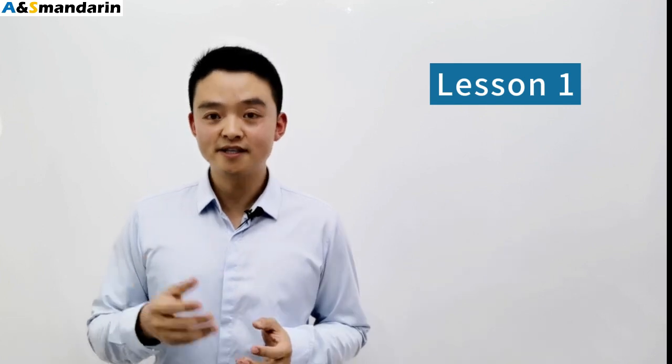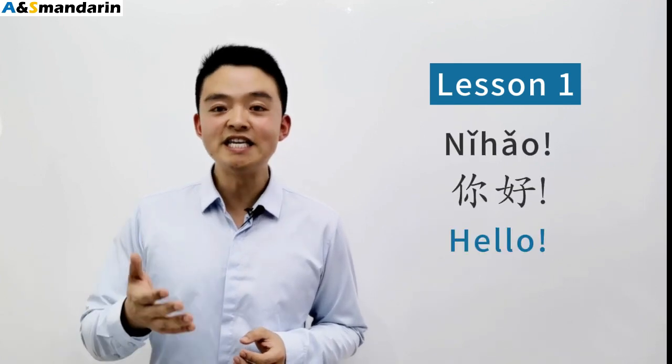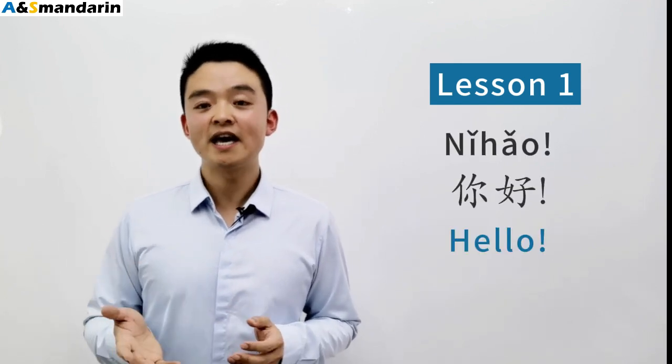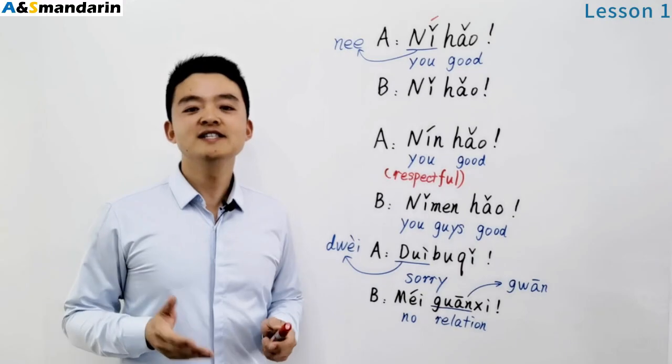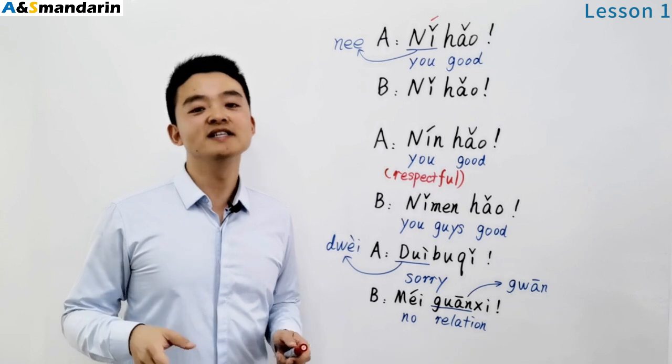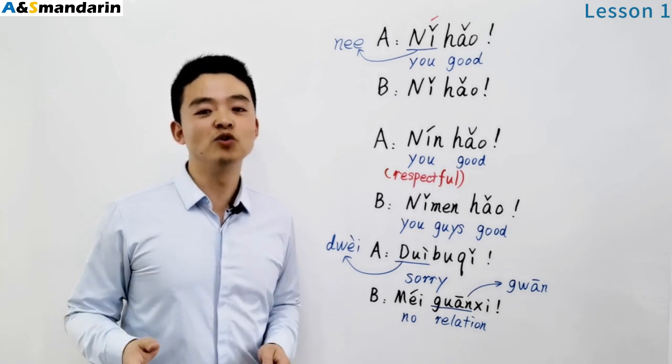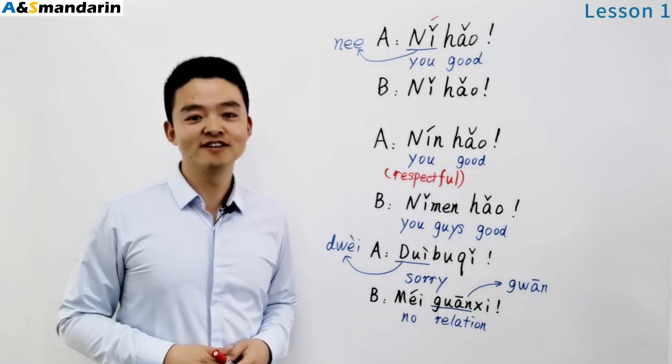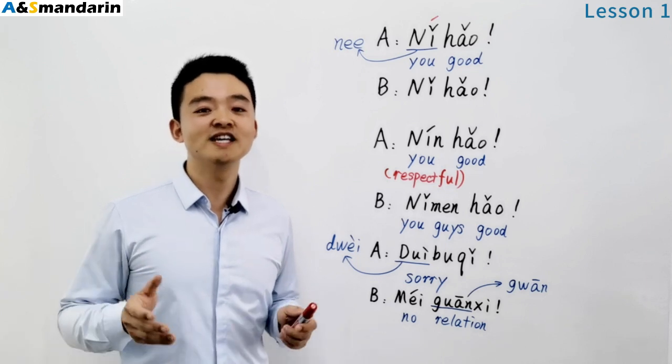Turn to page 2, we are going to see lesson 1. The title of lesson 1 is 你好. That is hello in Chinese. Let's go through the text of lesson 1. The text in lesson 1 is simple. I'm going to focus more on the Chinese pronunciation so that you can get used to it easily.